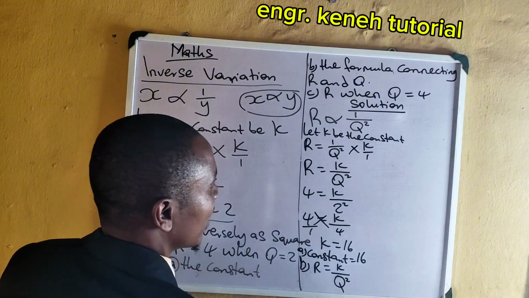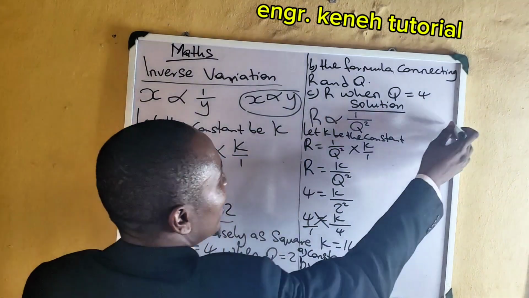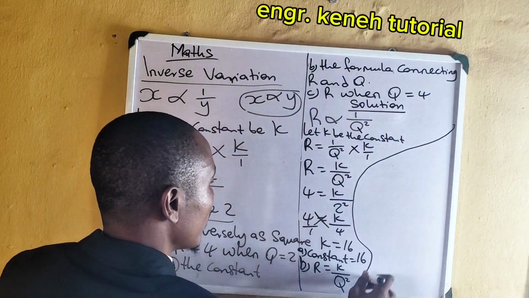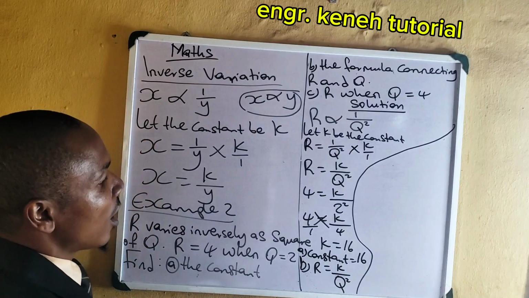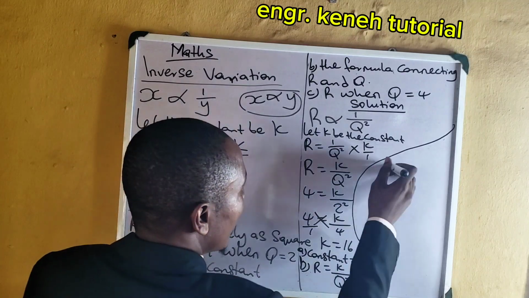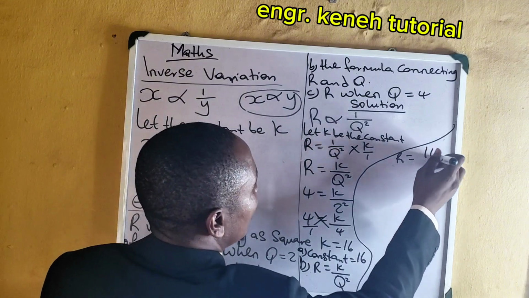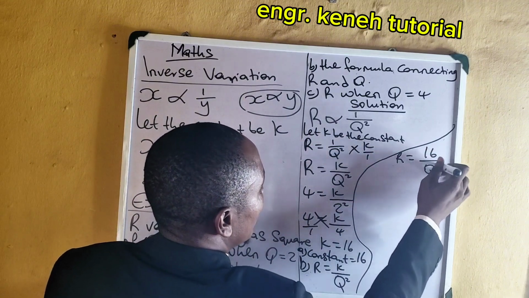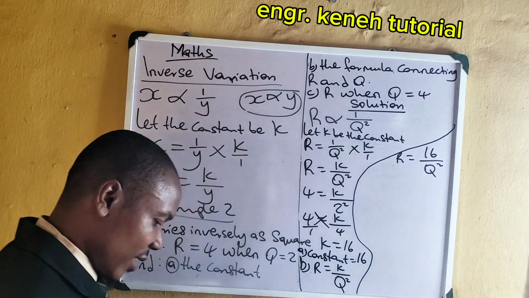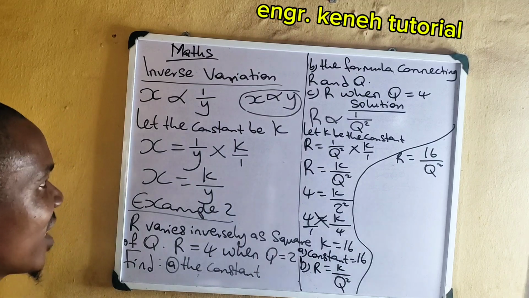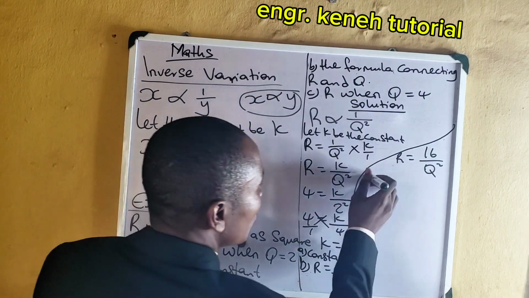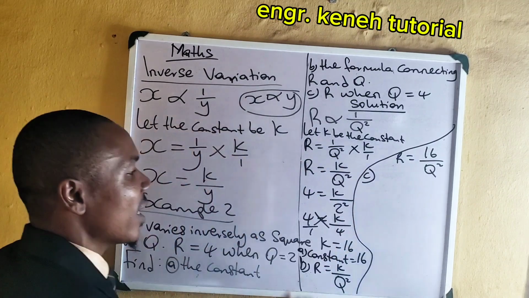Q squared. There's no much space here, so let me continue over here. So I have R is equals to K is 16, so I have 16 over Q squared. Can you see the formula connecting them? Just substitute the value of constant. That is it. All right, next one we have is question number C.